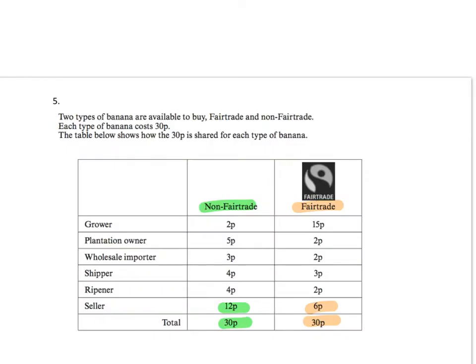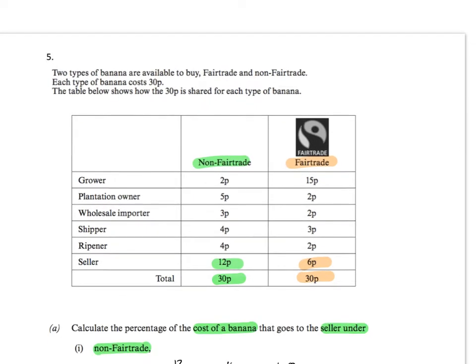Okay, you'll see already on my solution, we're giving a little bit of the hint away. I've done a little bit of highlighting there because of what it asks in the question. It says, calculate the percentage of the cost of a banana that goes to the seller under non-fair trade. So all of this stuff here is of zero use to me. I don't want to use any of this information. It's just there to bamboozle you and confuse you. You've got to pick out the appropriate stuff, okay?